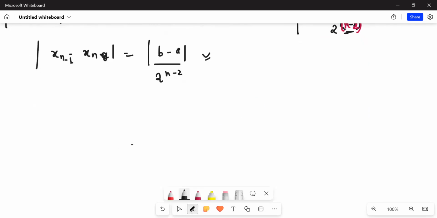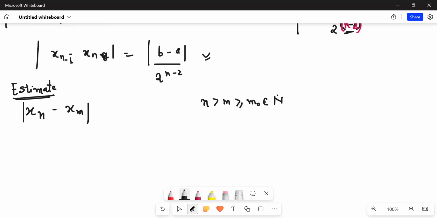Now, if you see my previous lectures also, whenever I had to prove a Cauchy sequence, I was using xn minus xm, which I have to estimate, where n is greater than m is greater than some natural number m naught. So I have to estimate xn minus xm such that n is greater than m. And if this estimate is less than epsilon, then I'll say that my xn is a Cauchy sequence. Is that clear? I think these are difficult questions, but okay. One thing is clear, I think.